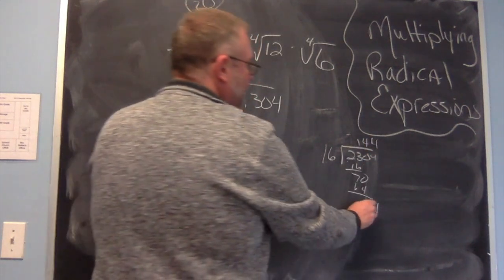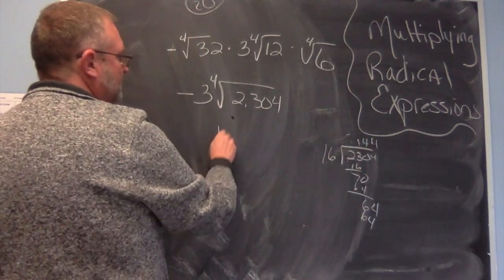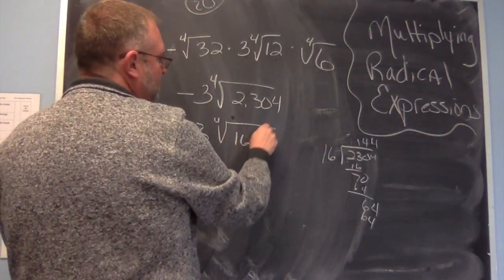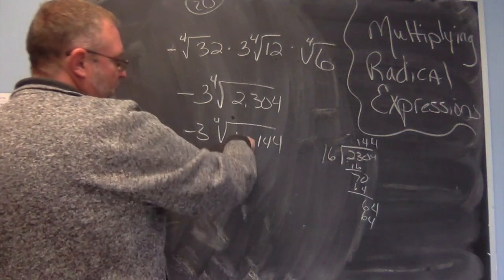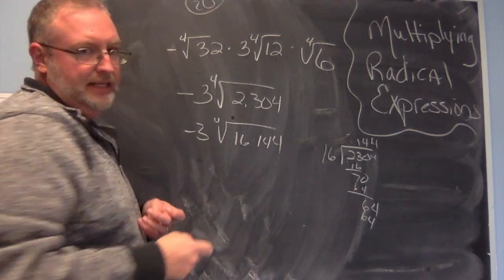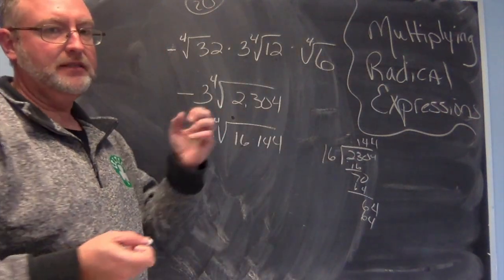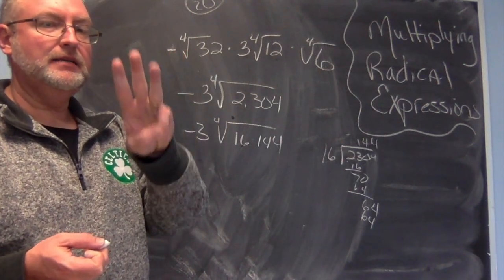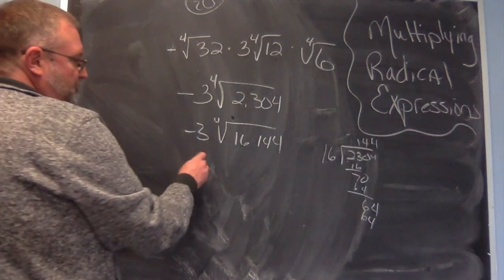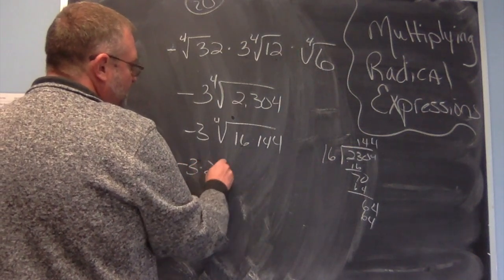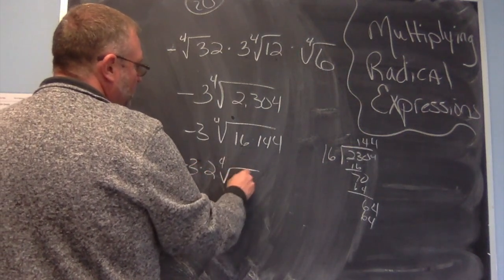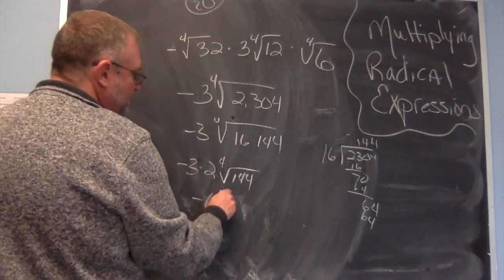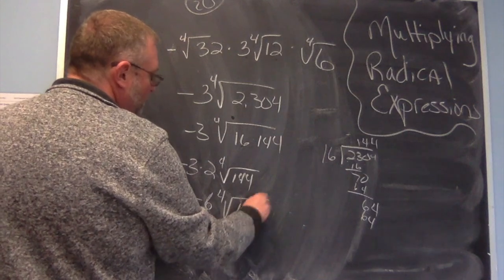Yay! All right, so negative 3 times the 4th root of 16 times 144. The 4th root of 16: what number multiplied by itself 4 times is 16? That would be 2. 2 times 2 is 4, 4 times 2 is 8, 8 times 2 is 16. So I'm going to factor out a 2. So I have negative 3 times 2 times the 4th root of 144. Negative 3 times 2 is 6, so negative 6 times the 4th root of 144.